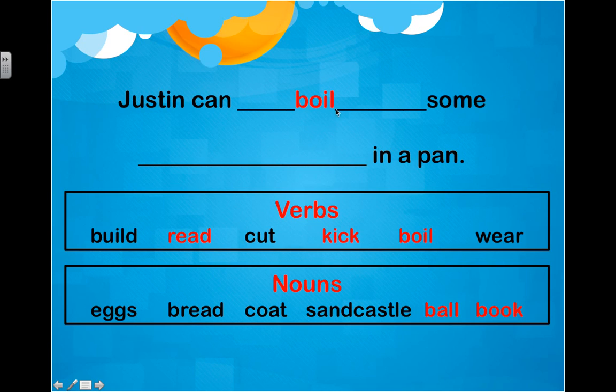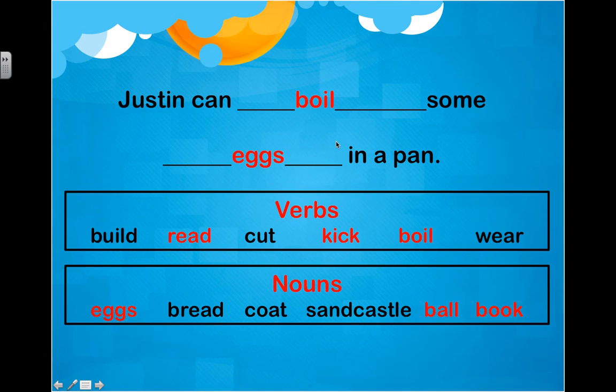Justin can boil some blank in a pan. Let's see, what can you boil? Can you boil eggs in a pan? You know what? My mom used to boil eggs for salads, and we would eat them in our salad. So that's called a hard-boiled egg. So eggs make sense here to me. Read the sentence with me. Justin can boil some eggs in a pan.